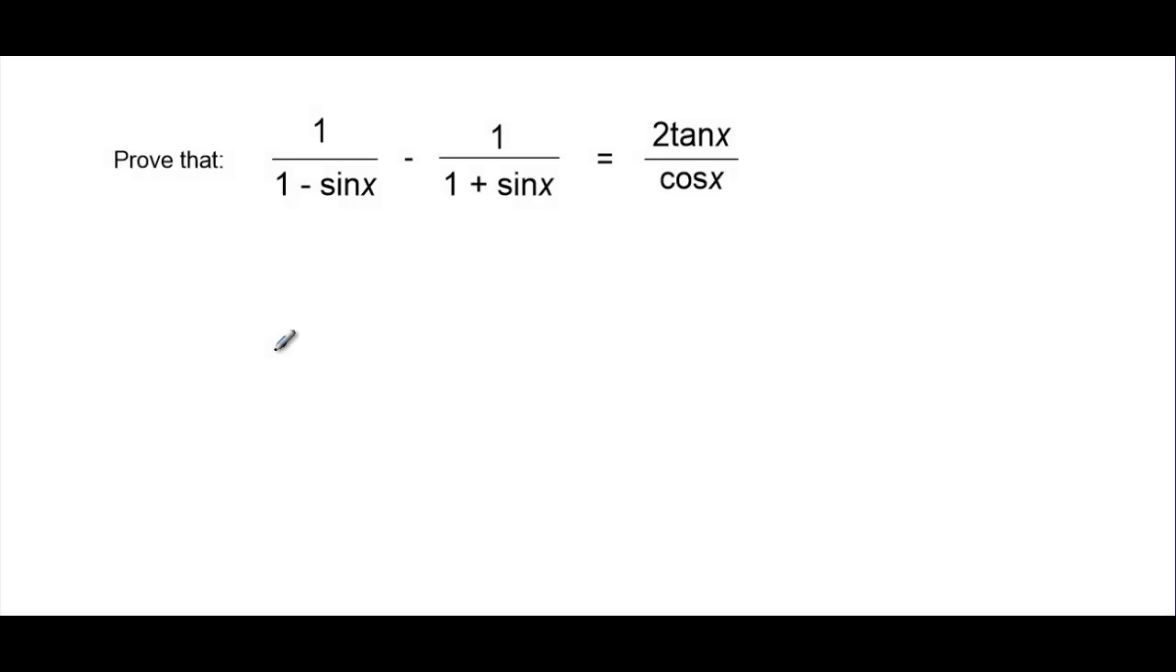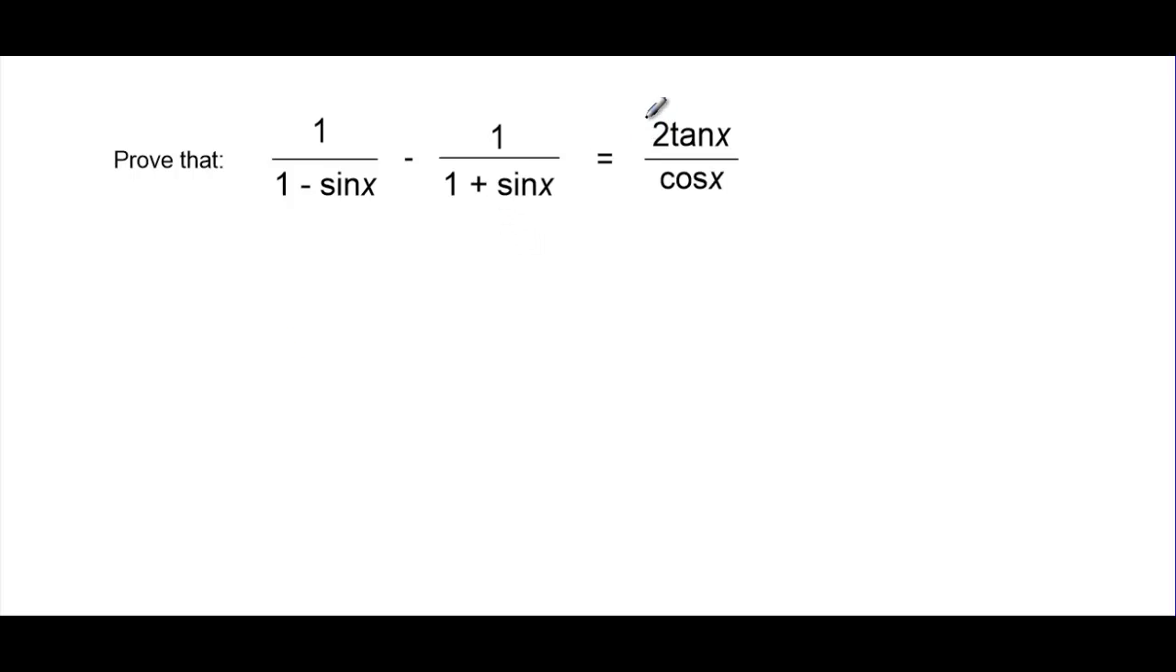Alright, here's the last one we're going to try, and it looks kind of daunting. 1 over (1 minus sine x) subtract 1 over (1 plus sine x) somehow equals 2 tan x over cos x, and we need to prove this.